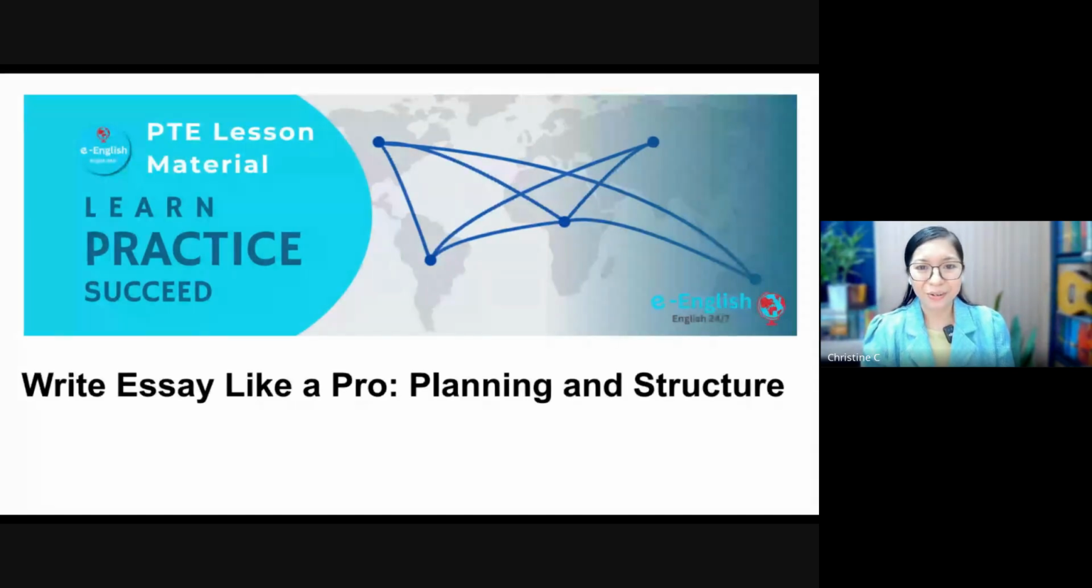In this session, we're going to look exactly at what the PTE write essay task requires and how you can make it easier for yourself with a solid plan and structure. We'll do a few writing activities as well, so I encourage everybody to participate. If you want some feedback, you can share your notes and your ideas. We'll also share some next steps for you if you'd like more support.